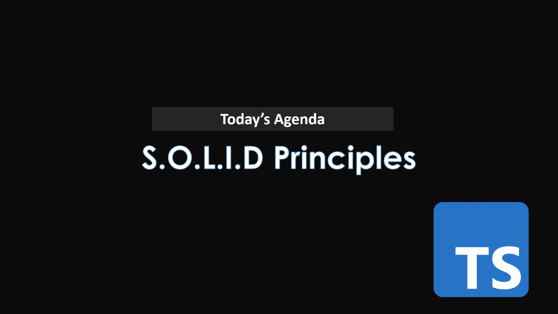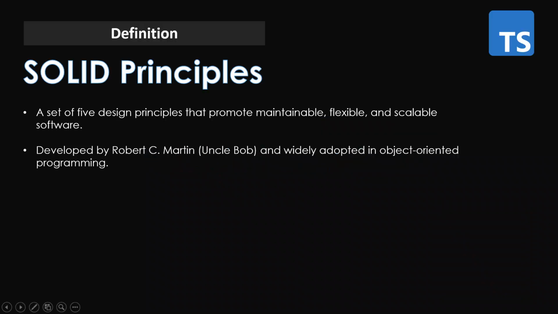Hey everyone. So in today's video we will be studying about the SOLID principles. SOLID principles are the fundamental part of programming for scalable and robust applications. So this is the definition of SOLID principles. This is a set of 5 design principles that promote maintainable, flexible and scalable software, developed by Robert C. Martin, also known as Uncle Bob, and widely adopted in object-oriented programming.